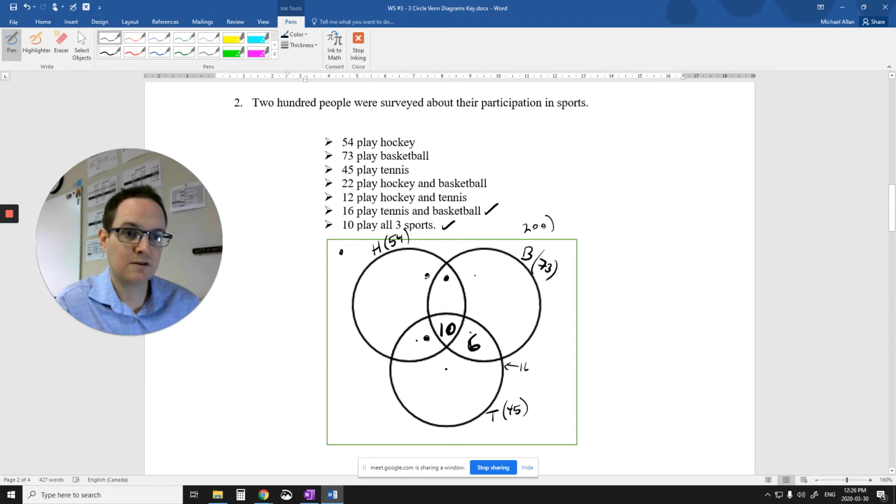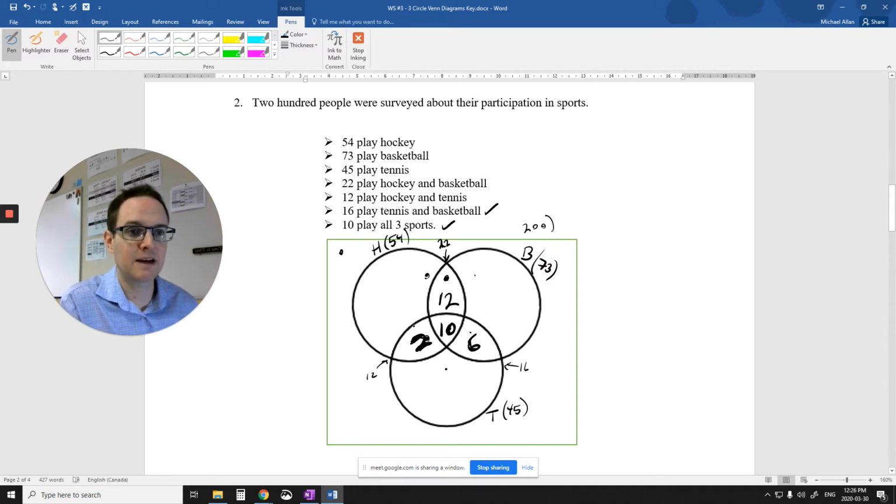Hockey and tennis, 12. So that means 2 kids play hockey and tennis only here because there has to be 12 in there because they already have 10 in the middle. And 22 play hockey and basketball. So that means there has to be 12 here because I have 10 in the middle already. Okay, so I filled out those pieces. Now I can fill out the rest.